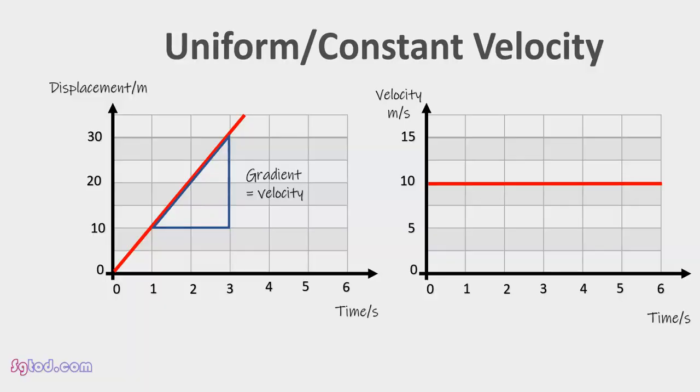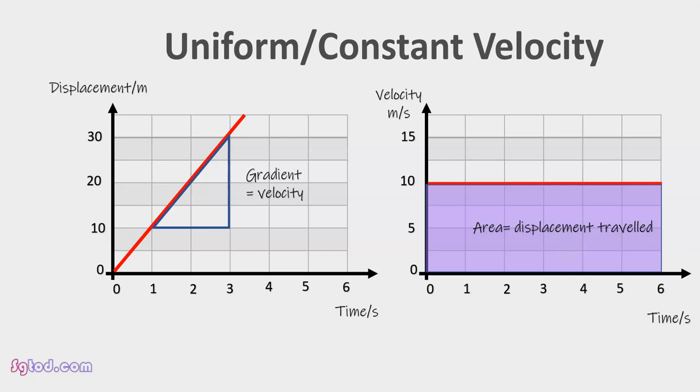In summary, when an object is moving with uniform velocity, the displacement time graph is a straight line. The gradient of the displacement time graph gives the velocity of the object. The velocity time graph for objects moving with uniform velocity is a horizontal straight line. The area under the velocity time graph will give us the distance traveled.